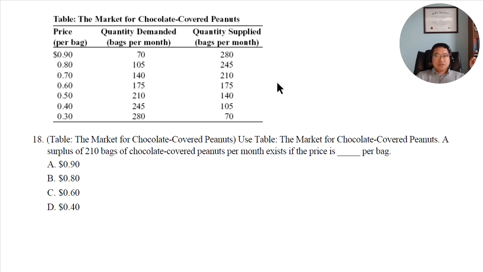Let's look at question 18. This is a table, the market for chocolate covered peanuts. A surplus of 210 bags of chocolate covered peanuts per month exists if the price is how much per bag? Now, where's the surplus? The surplus is quantity supplied. Let me actually write it down, right? We're looking for the surplus.